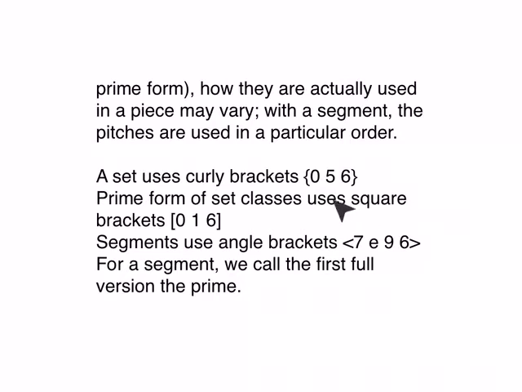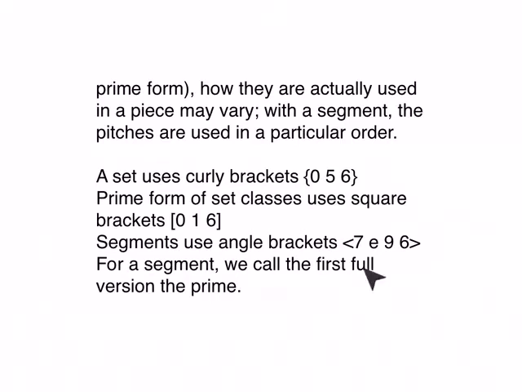When we have a set, we use curly brackets to indicate that it's an unordered pitch set. When we have a prime form of that set class, we'll use the square brackets. So 056 might be what actually happens in a piece. 016 would be the prime form that allows us to look it up and identify that as set class 3-5.